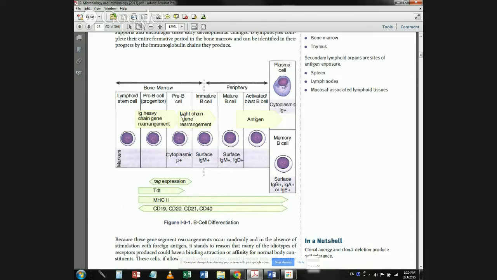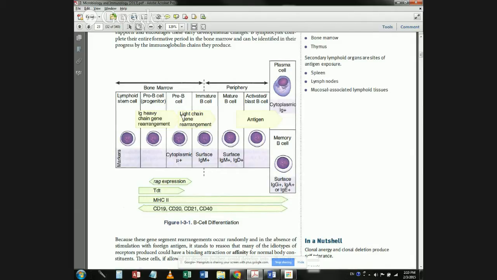So the pro-B cell is positive for CD19, 20, 21, and also CD40. It is positive for MHC2, it is positive for TDT, and you have RAG expression also happening here. And while it's in progenitor phase, the cell is going to start to recombine its heavy chain. And once it has done that and transcribed that and then translated it, it enters the cytoplasm, and now you have a cytoplasm with the heavy chain, the mu portion, ready to go.